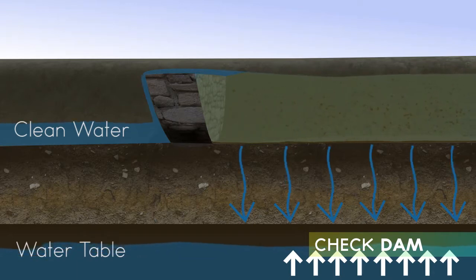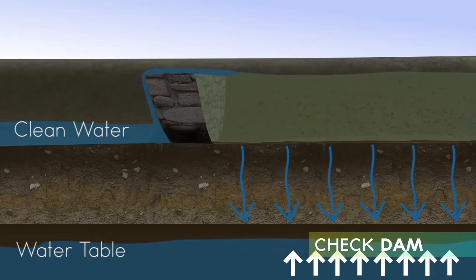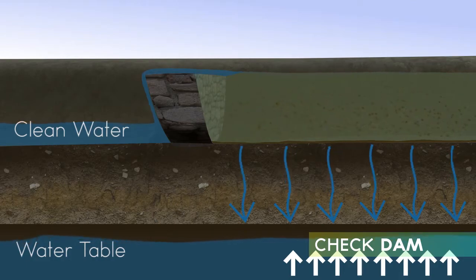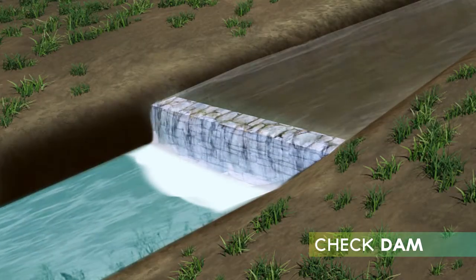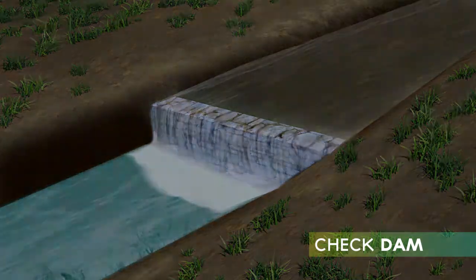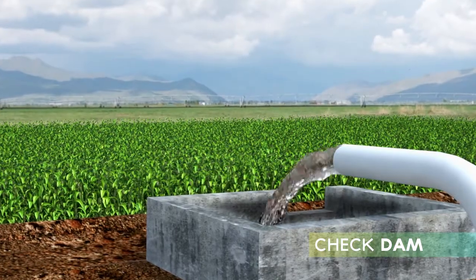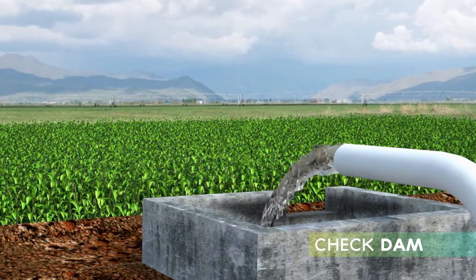Water stored with this low-cost structure can be used to recharge the groundwater. Check dams lead to a clearer flow of water. It also helps farmers to develop their own irrigation system.